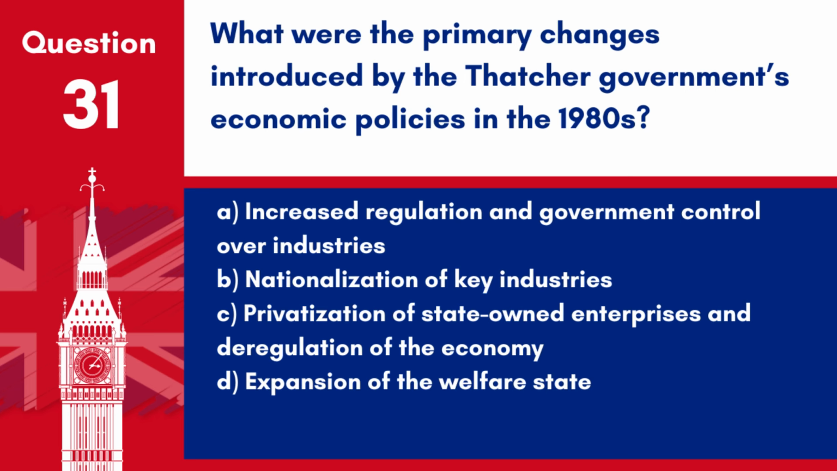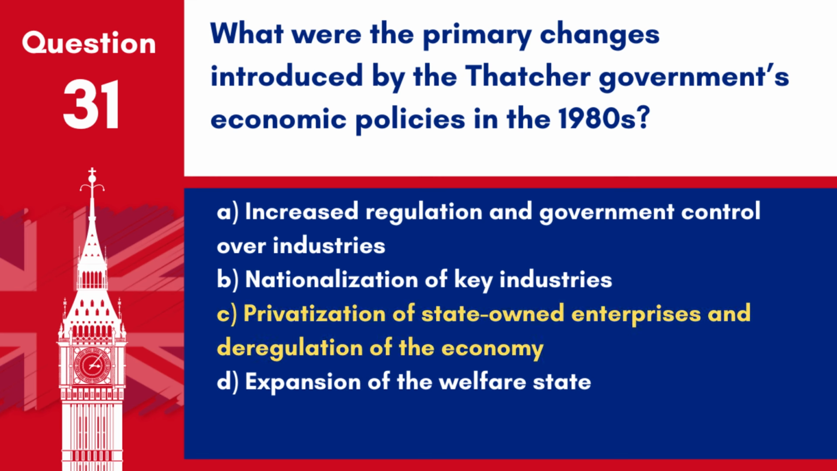Question 31. What were the primary changes introduced by the Thatcher government's economic policies in the 1980s? A. Increased regulation and government control over industries. B. Nationalisation of key industries. C. Privatisation of state-owned enterprises and deregulation of the economy. D. Expansion of the welfare state.